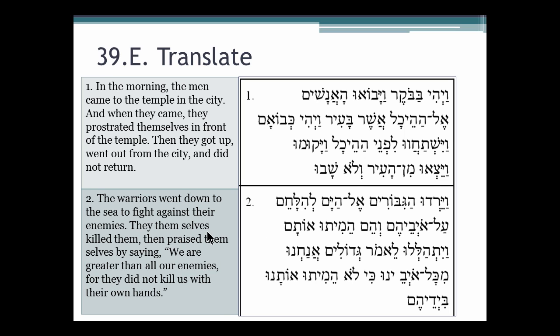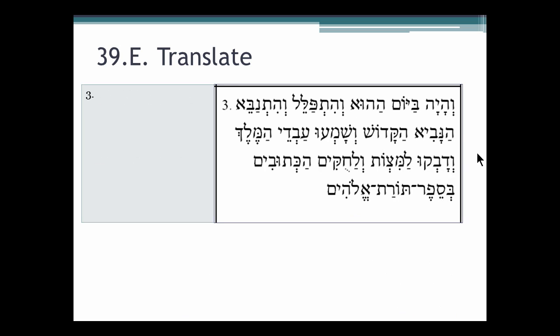again, there's this emphasis here. Pronoun with plural pronoun with the plural form. They themselves killed them. Then they praised themselves by saying, we are greater than all our enemies, for they did not kill us with their own hands. Number 3, vehaya, and it shall be.